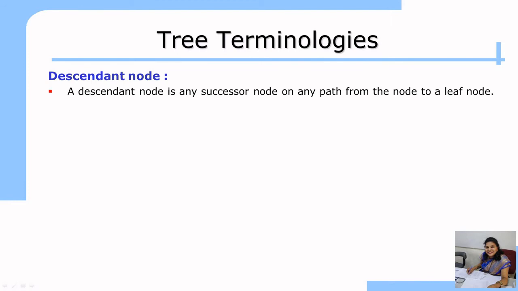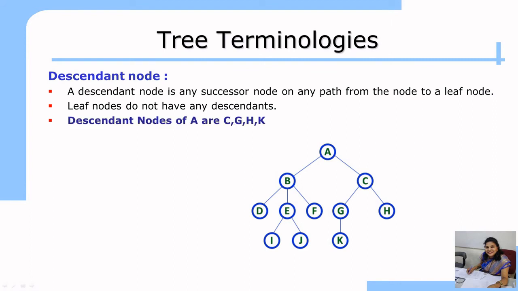Next is a descendant node. A descendant node is any successor node on any path from a node to a leaf node. So a leaf node does not have any descendant. Now see, what are the descendant nodes of A? If you go through this path, descendant nodes of A are C, G, H, K. But if you go through this path, then descendant nodes of A can be B, D, E, F, I, J. You can write down any descendant node, on either side. The descendant nodes of B are D, E, F, I, J.